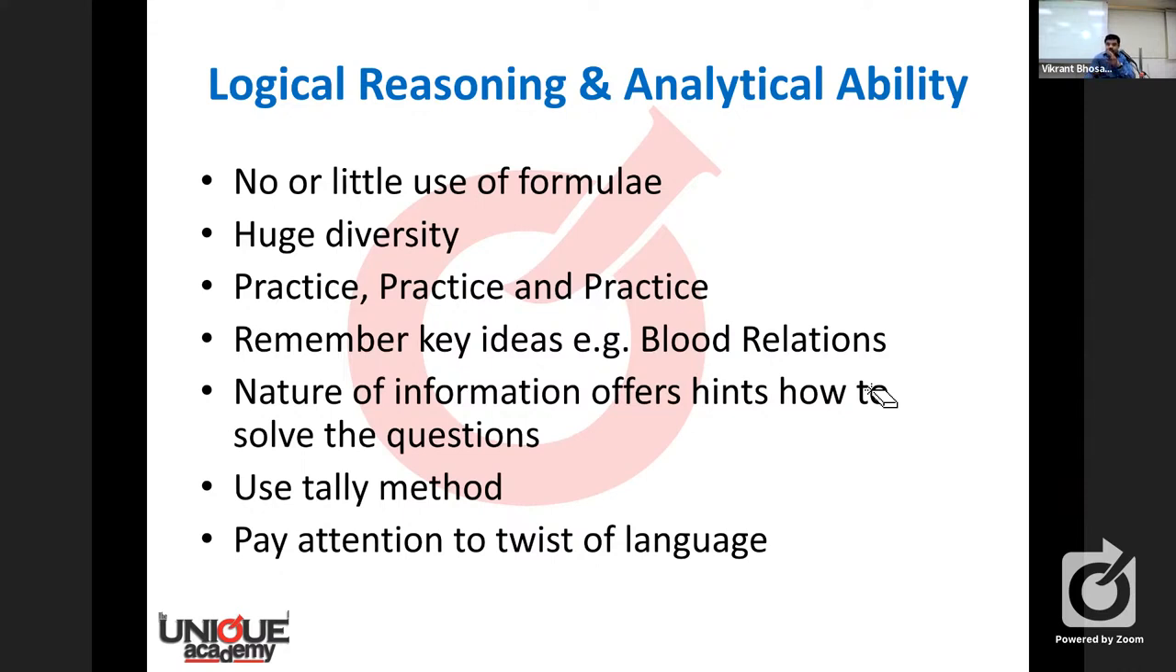So there are certain topics where key ideas are important. And unless you read and learn about those key ideas, you cannot solve the question successfully. Okay, you will be confused.